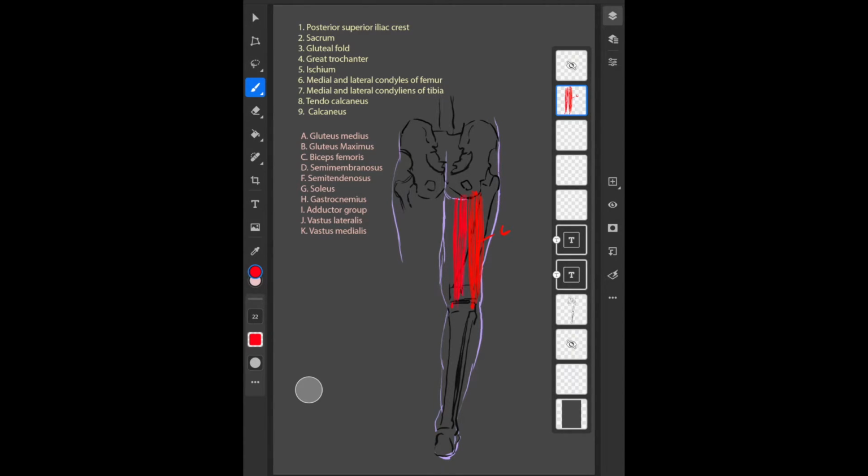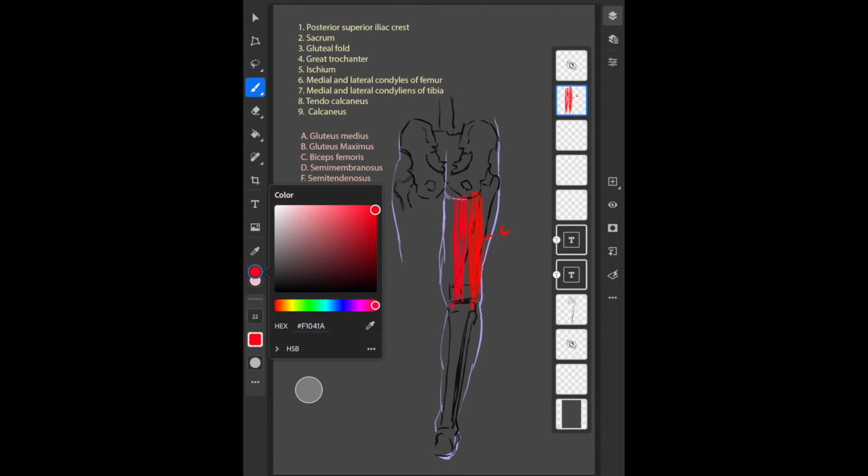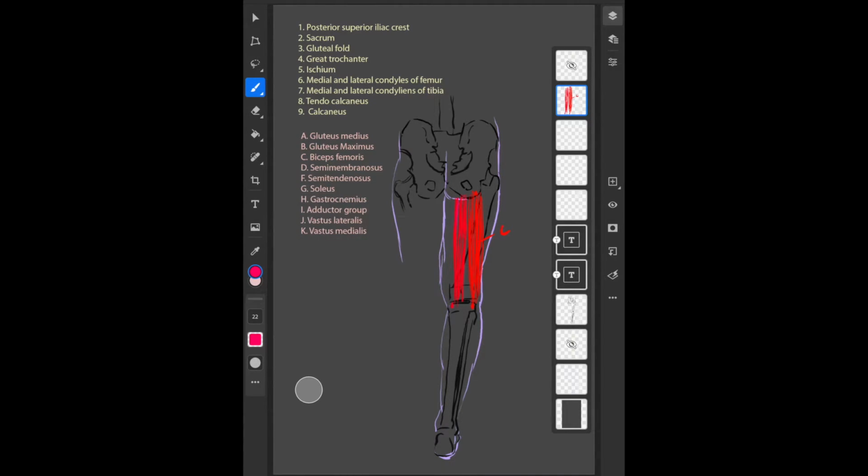See if we can change the color a little more. There we go. You guys can see the difference here. So that's going to be your semimembranosus and semitendinosus muscle. The semitendinosus muscle runs higher, and on the inside, semimembranosus runs a little bit lower, bulges a little bit lower, and is the more surface muscle, the semimembranosus.